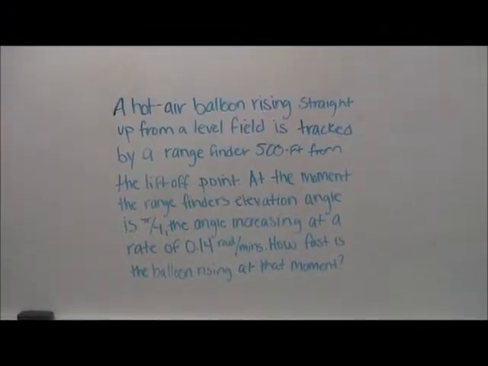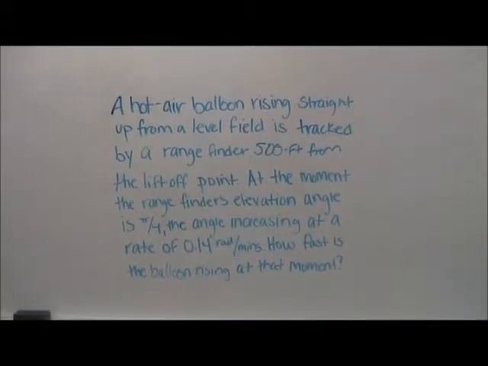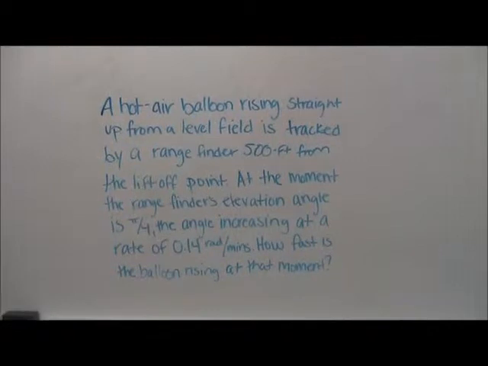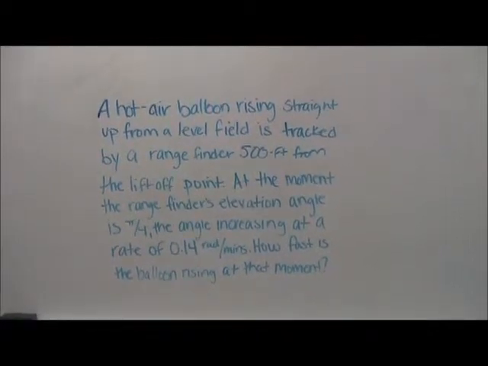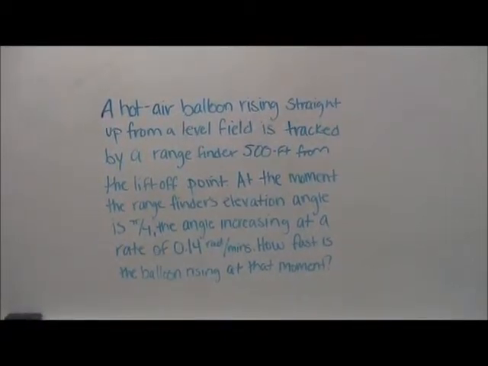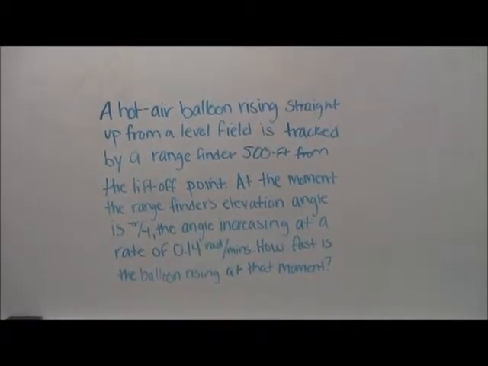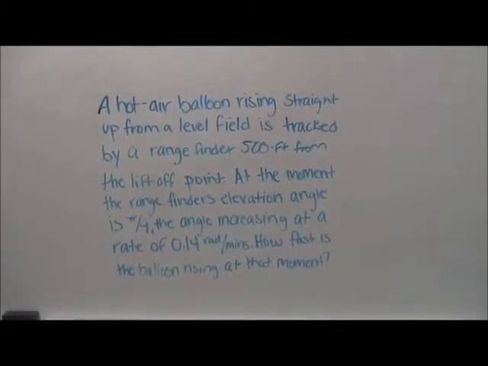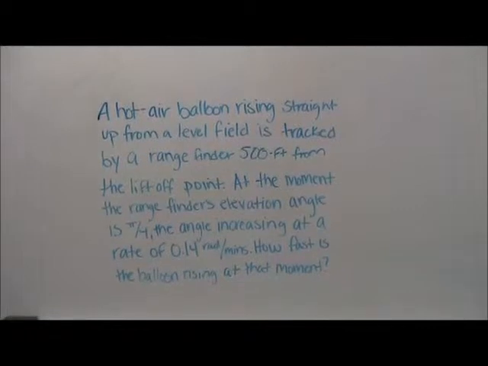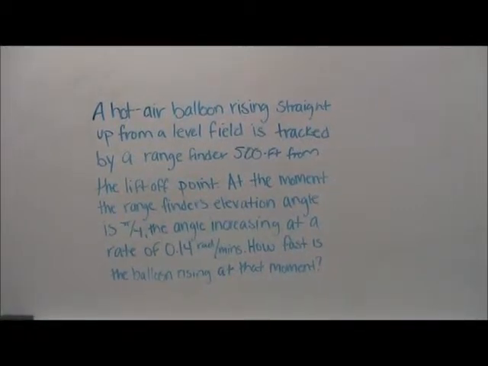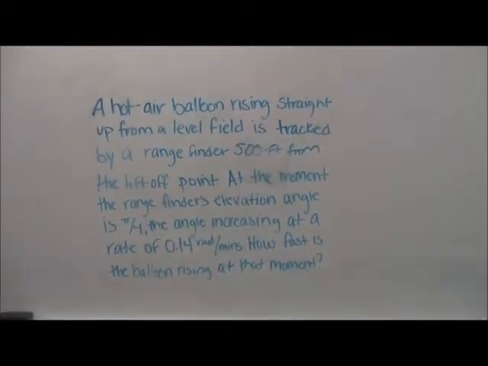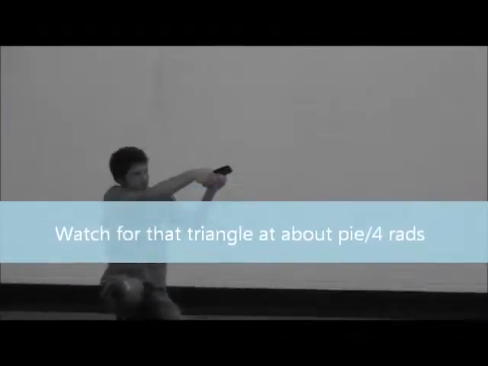And here's our second example. A hot air balloon rising straight up from a level field is tracked by a rangefinder 500 feet from the liftoff point. At the moment, the rangefinder's elevation angle is pi over 4, and the angle is increasing at a rate of 0.14 radians per minute. How fast is the balloon rising at that moment?